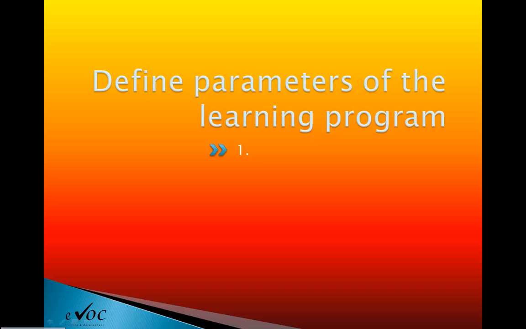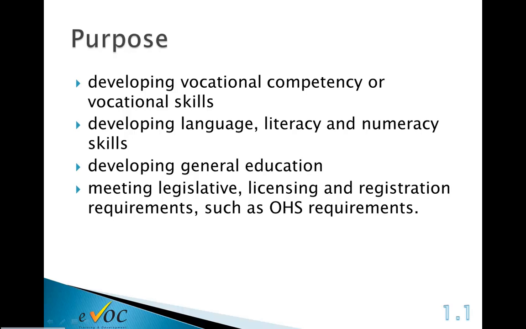So, element 1, define parameters of the learning program. So we have to clarify the purpose and type of learning program with key stakeholders. That's performance criterion 1.1. And you're welcome to follow along with me. If you want to open up your printed out unit of competency for design and develop learning programs, hopefully you've been able to download that in advance now. And that way you can just keep following along and seeing how the unit has been presented, according to those very specific benchmarked steps.